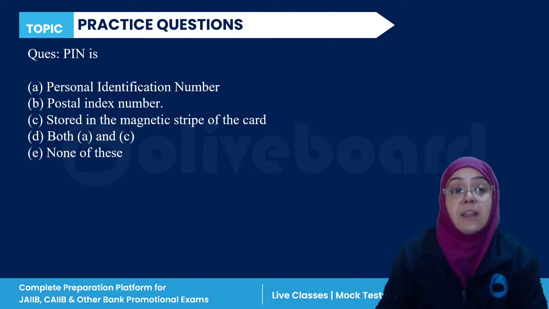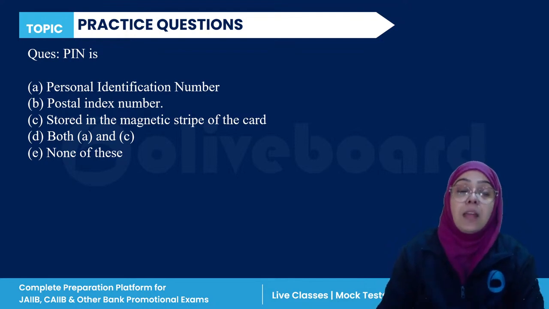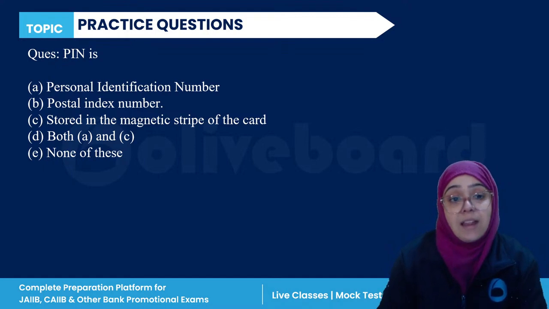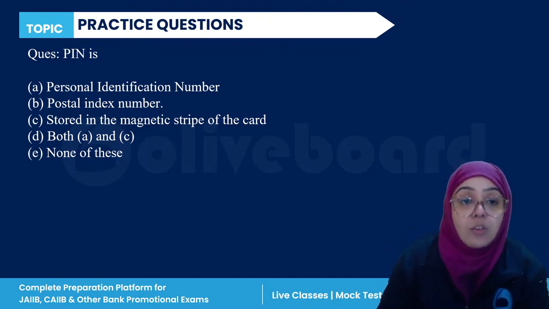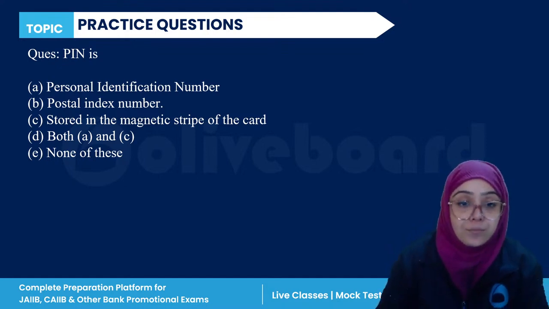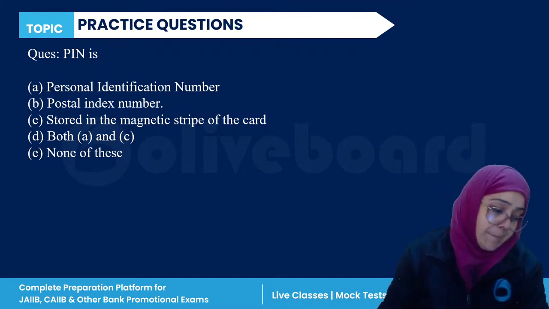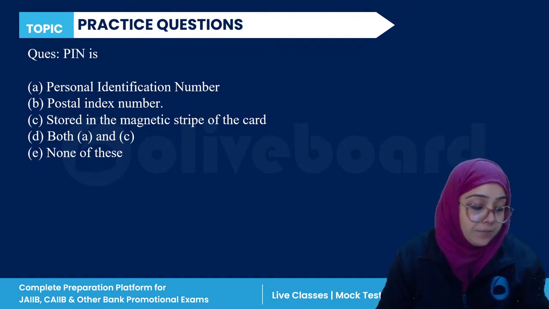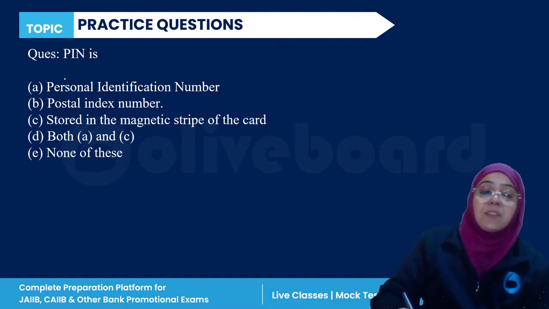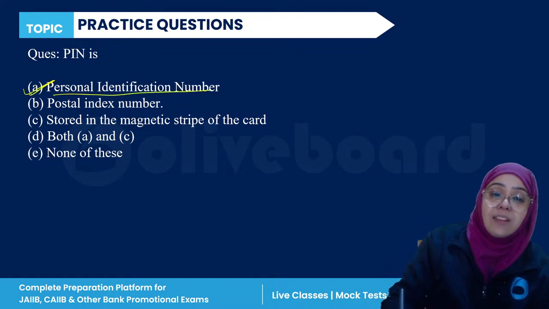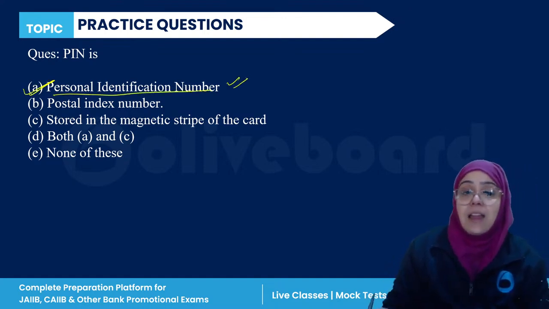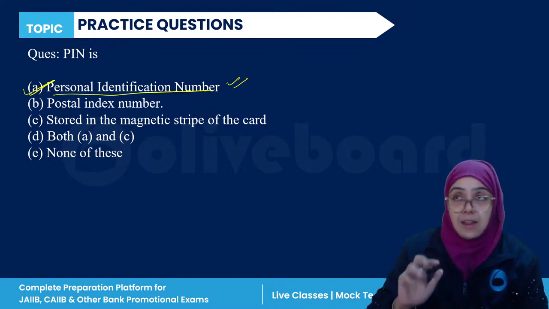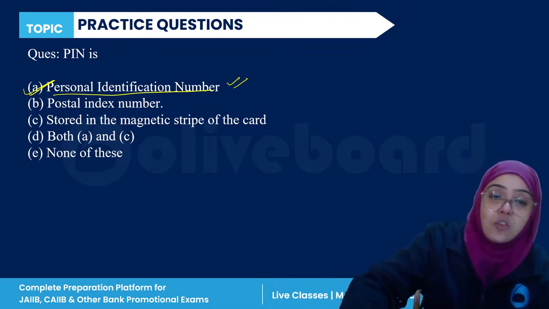Next question. PIN is the full form of what? Everyone, full form of PIN. Very easy. What is the full form of PIN? Okay, so PIN is personal identification number. It is not stored in the magnetic strip of the card. This is different. Okay, personal identification number.